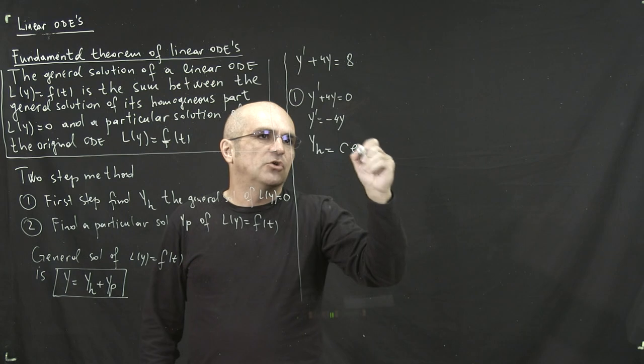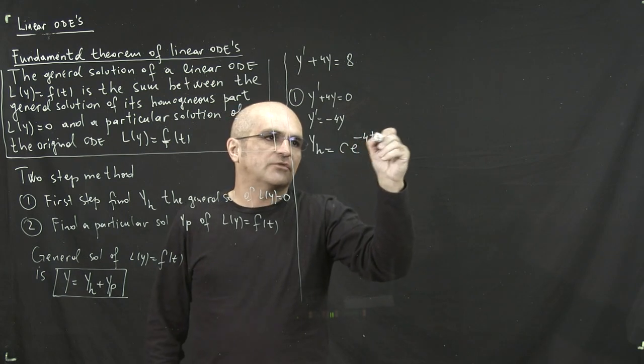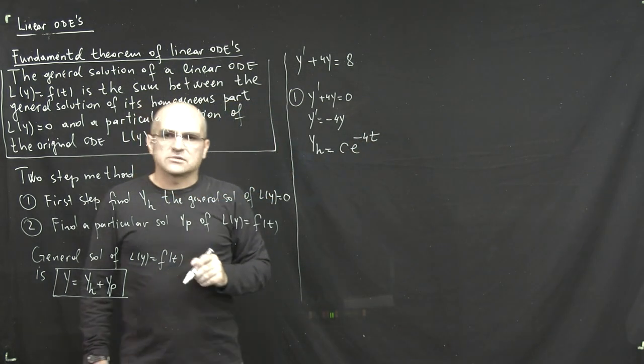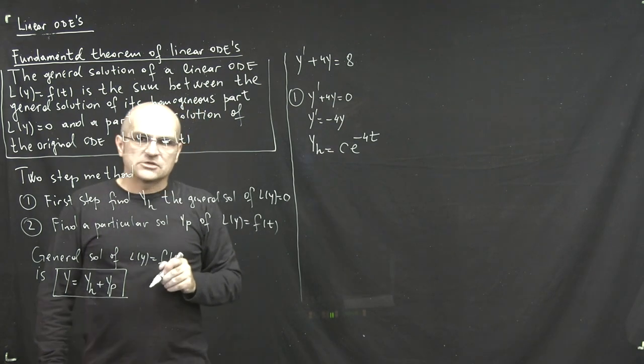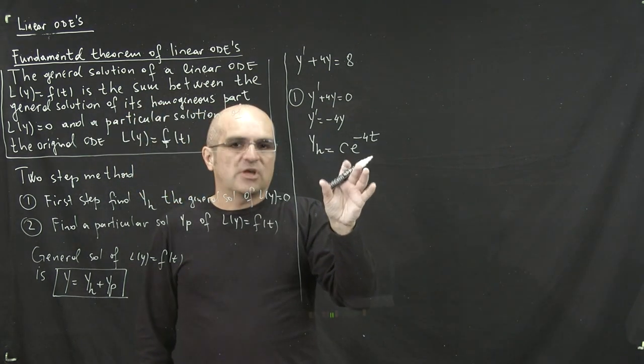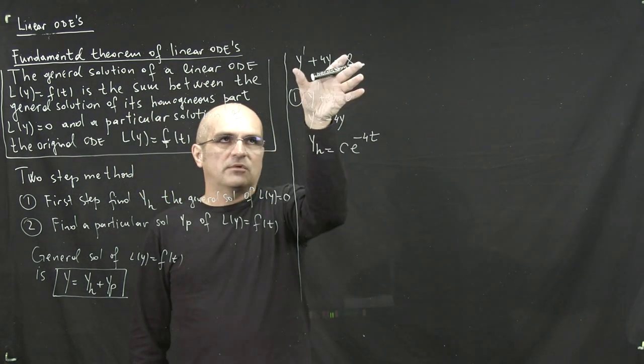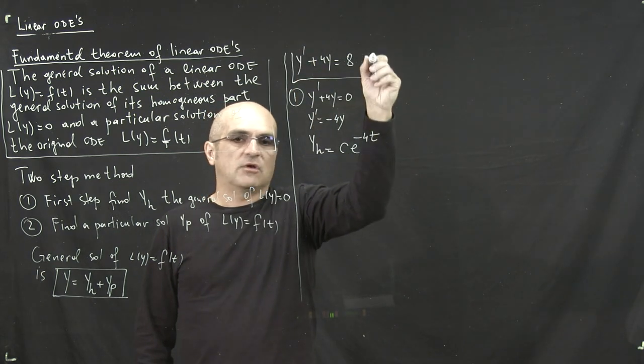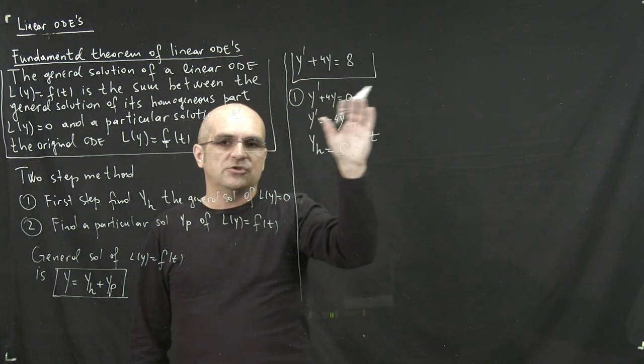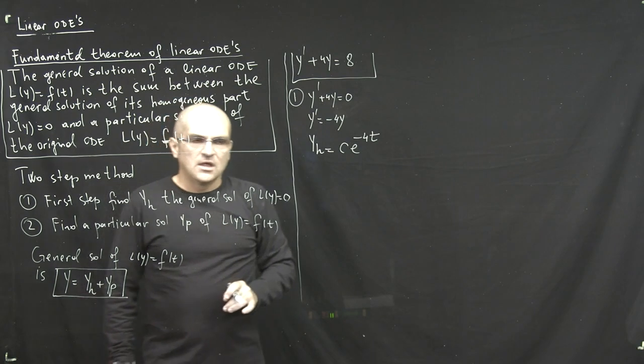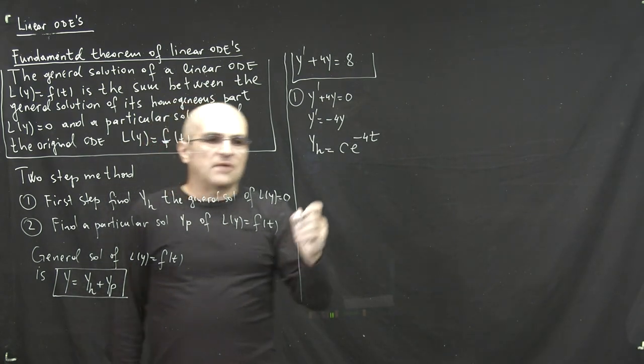So the general solution of this is c e to the minus 4t. So that will be the general solution, not of the original problem that I'm trying to solve over here, but just the homogeneous part of the problem. Okay, so we achieved the first step. Now the second step.